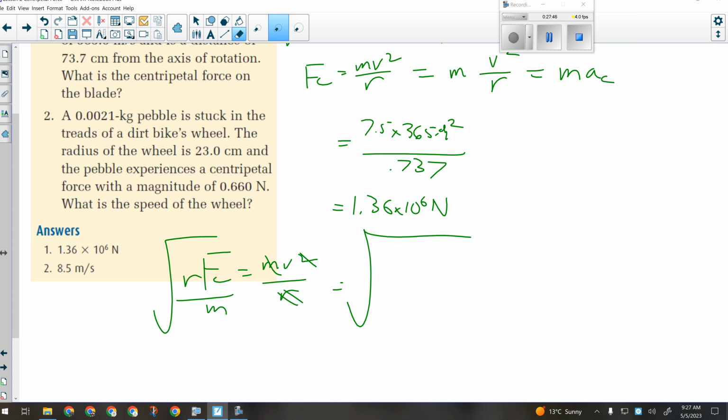So 0.23 times 0.660 divided by 0.0021, and that should give us 8.5 meters per second.